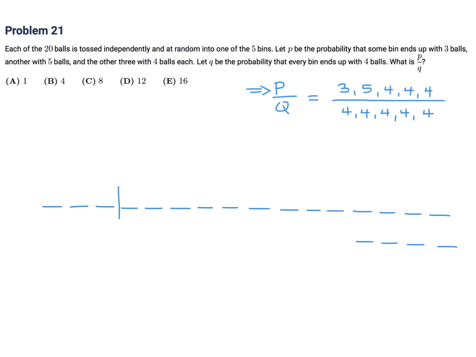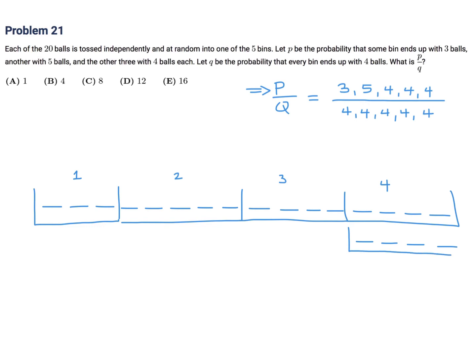So we're going to have bin number 1 have the first 3 balls, and then bin number 2 will have 5, and then bin number 3 will have 4, and then 4 in the next bin, and then finally that bin will have 4 as well. Actually, that's bin number 5. And the number of balls is indicated by the dashed lines. So that is a scenario of a 3, 5, 4, 4, 4 distribution.